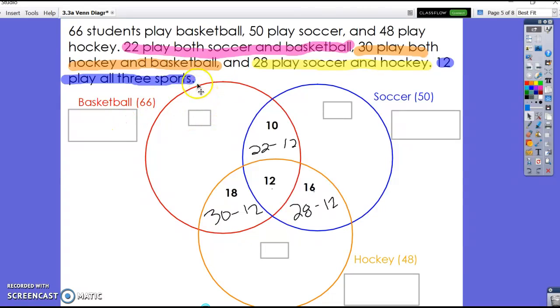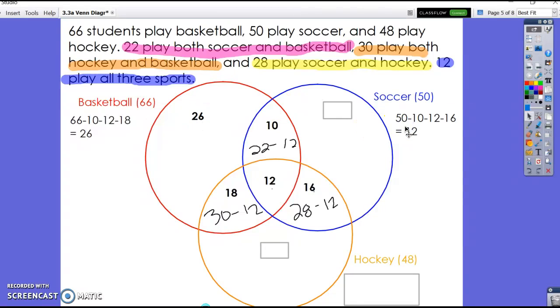Well, remember for our red circle for our basketball, all of these numbers, 18 plus 12 plus 10 plus our mystery number should be 66. So if we want to figure out what we're missing, we're going to take 66 and subtract our 10, subtract 12, subtract 18, and that tells us that 26 only play basketball.